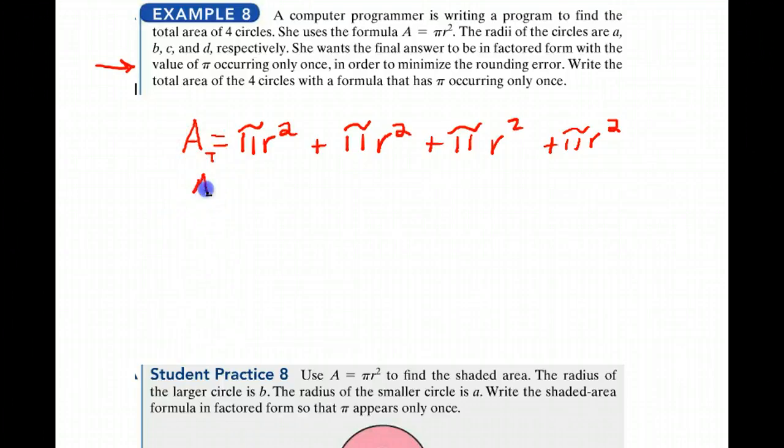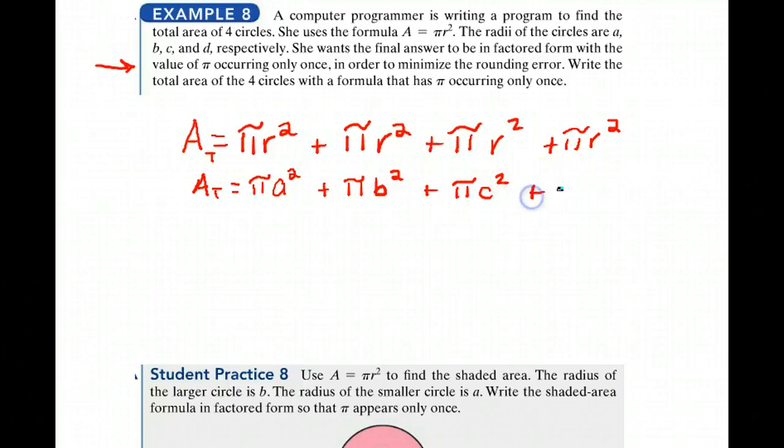Now they did tell me that each circle had a different radius. So my first circle had a radius of A, so I'm just going to make those substitutions. My second circle had a radius of B. My third circle had a radius of C. And the last circle had a radius of D. So nothing has changed except I've made those substitutions.